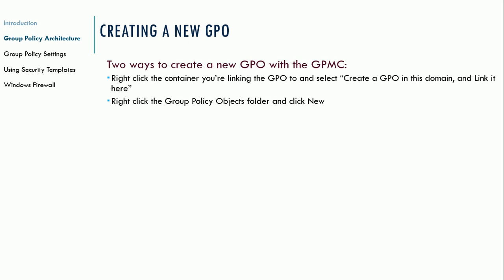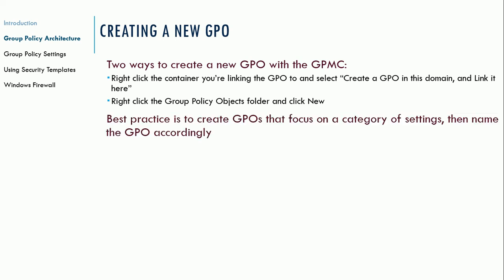In other words, you can create the new group policy right from the object in Active Directory that you want to link it to, or you can create a new policy and then link it from where you create the new policy. The best practice is to create GPOs that focus on a category of settings and then name the GPO accordingly. In other words, have a policy for different categories of settings as opposed to individual containers.